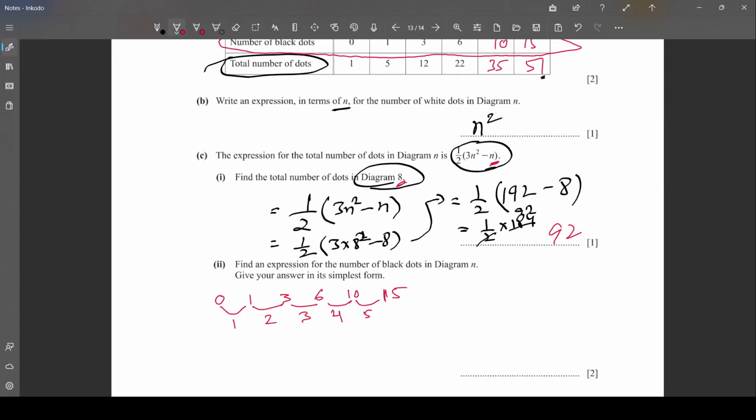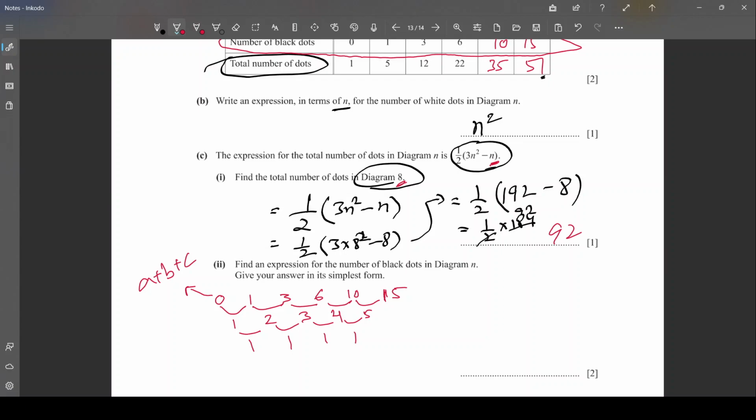We are not getting the common difference in the first sequence, but we are getting the common difference in the second sequence. You can see that 2 minus 1 is 1, 3 minus 2 is 1. So whenever you are getting the common difference in the second sequence, this is a quadratic sequence. So what we have to do is make it as a plus b plus c.